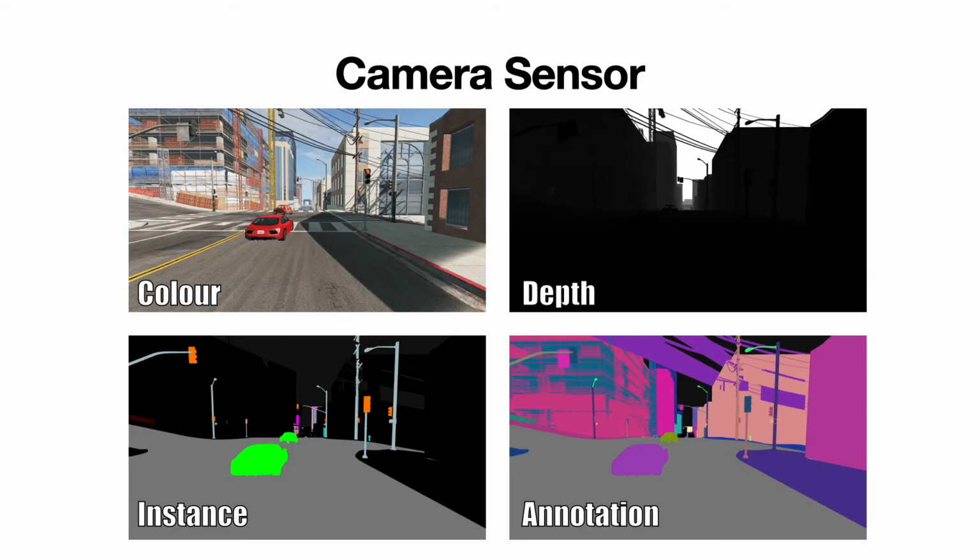You can use a camera sensor, and the camera sensor in BeamNG provides you four different types of camera. The color one, which is what we are going to use, but you can also have pixel perfect annotation, depth cameras, and instance values that tell you exactly what's inside the image, to help you test different levels of smartness of your AI.